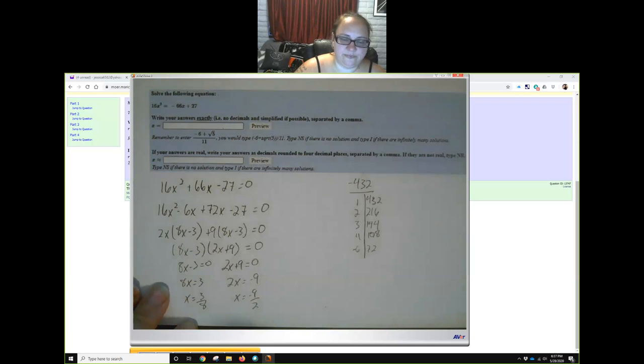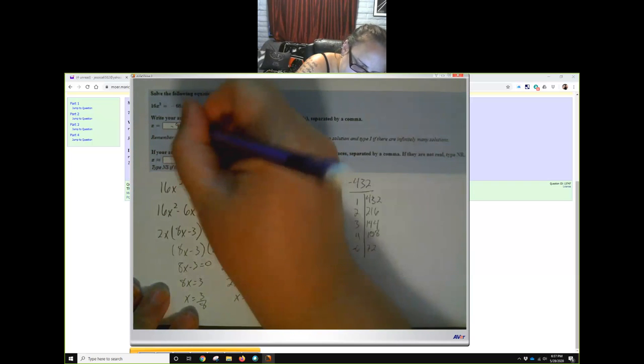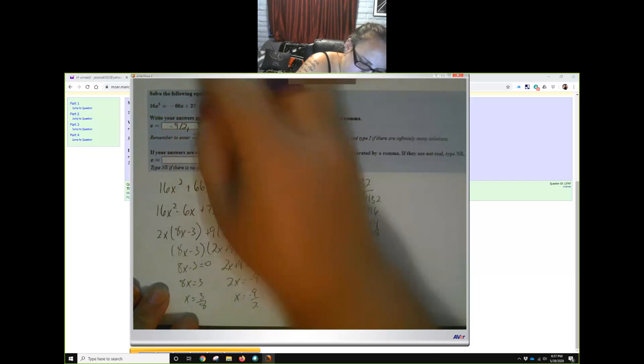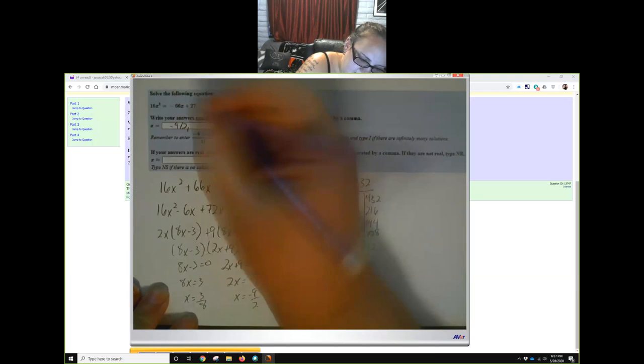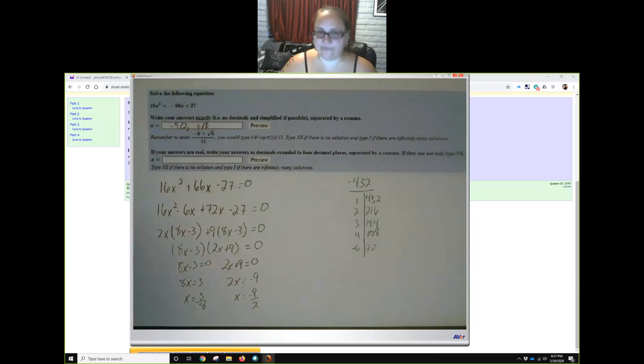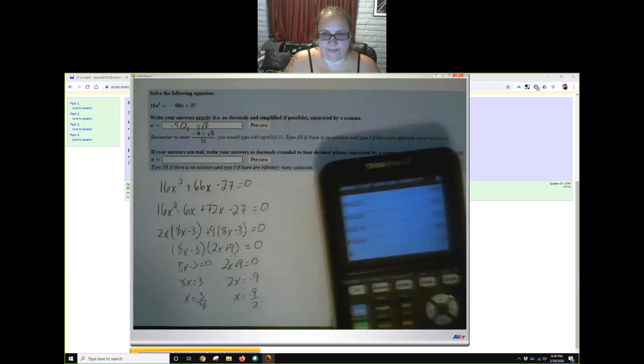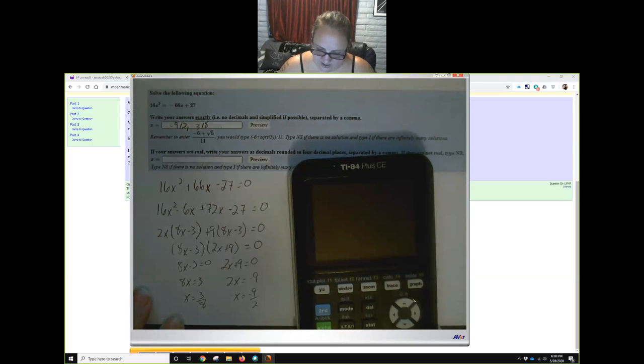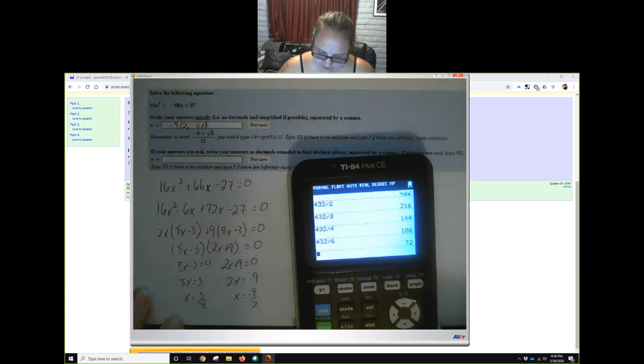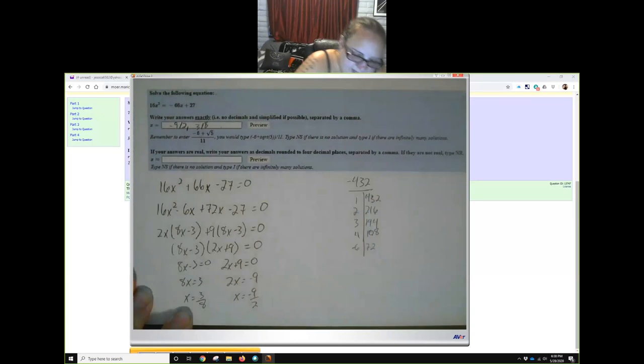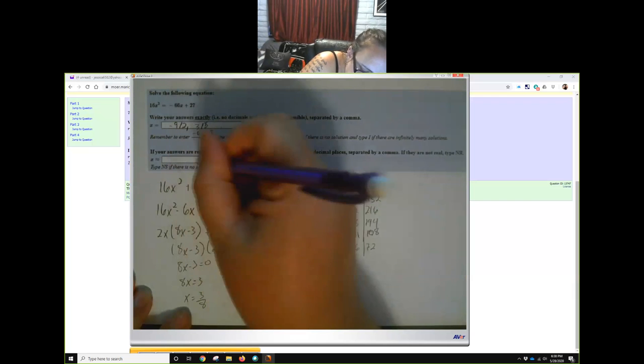There we go. So negative 9 over 2, 3 over 8. I don't know why I almost wrote 8 over 3. And then we need decimals. Calculator just turned off. 3 over 8, 0.375. That's going to be the second one.